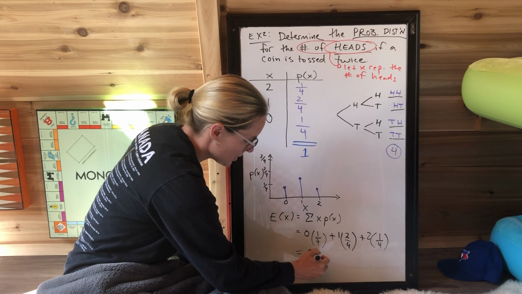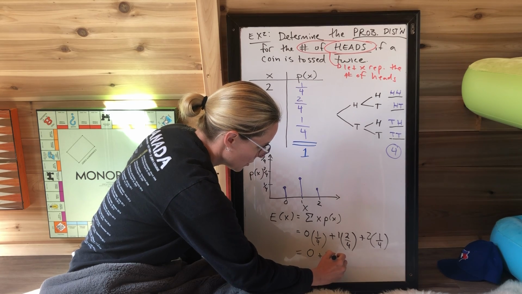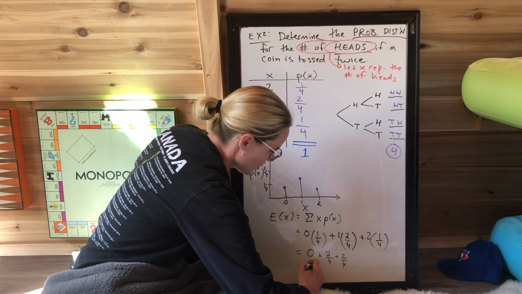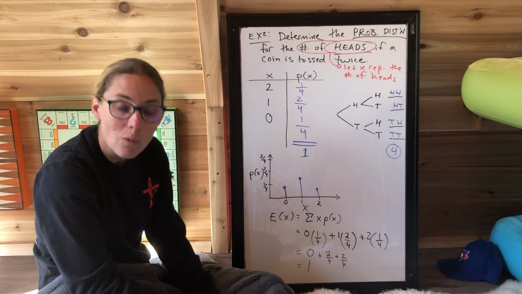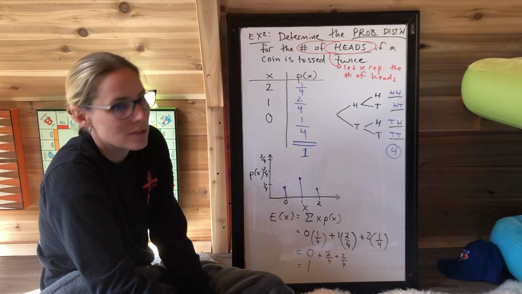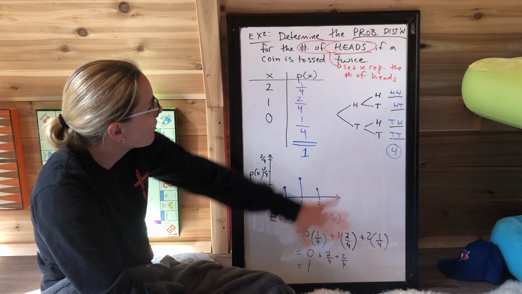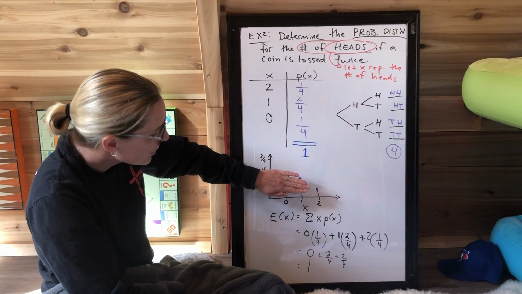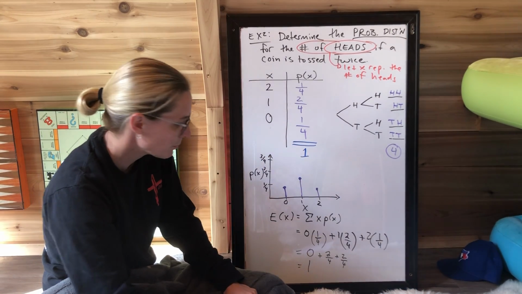0 times anything is 0. 1 times 2/4 is 2/4. 2 times 1/4 is 2/4. 2/4 plus 2/4 is 4/4, which is 1. So we are expecting, when we toss a coin twice, to get 1 head. And I think everyone would say, yeah, that's the expectation. We get 1 heads and 1 tails. Okay, that's generally the expectation. That's what we would call the expected value of this scenario. Frequency table, probability distribution, expected value. Okay, the 3 topics of this lesson.